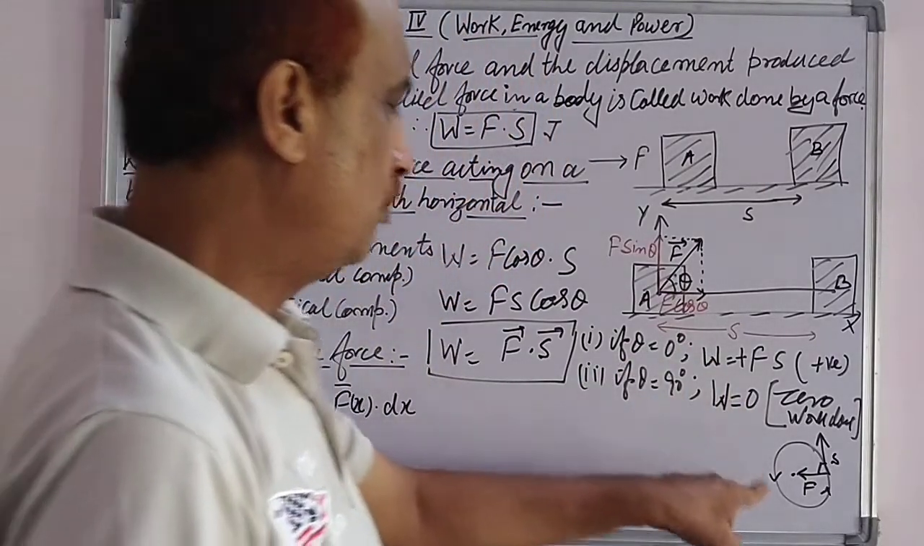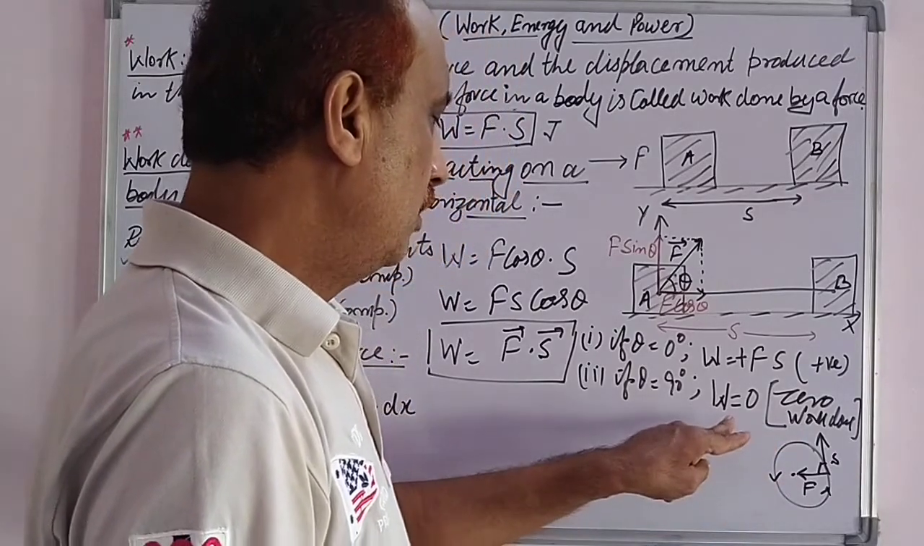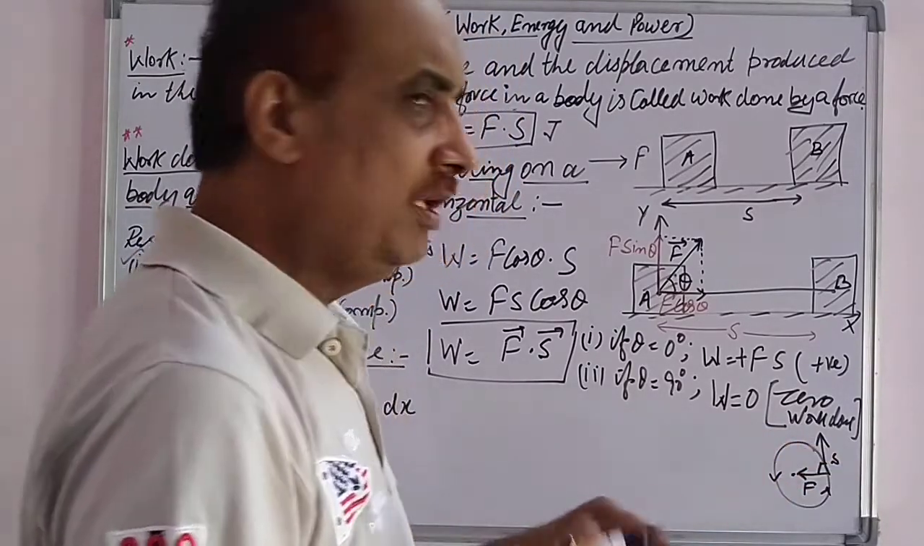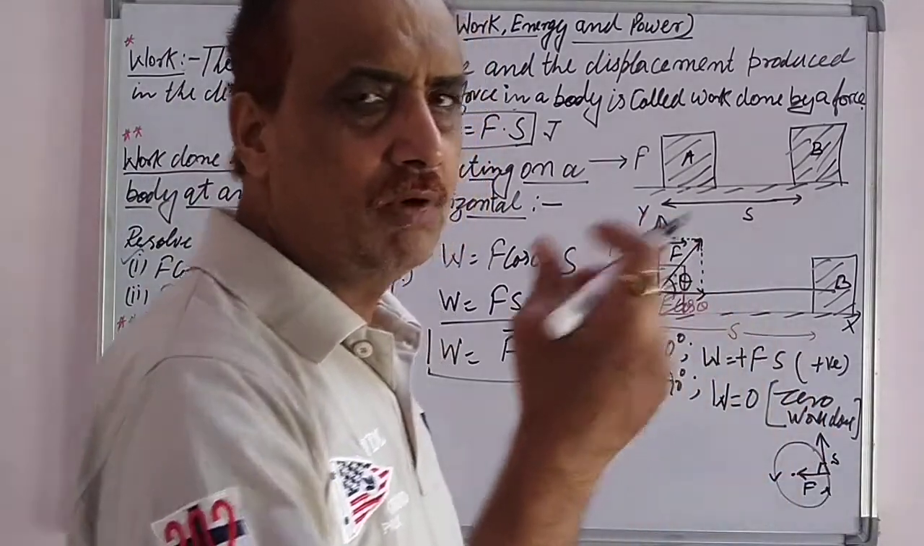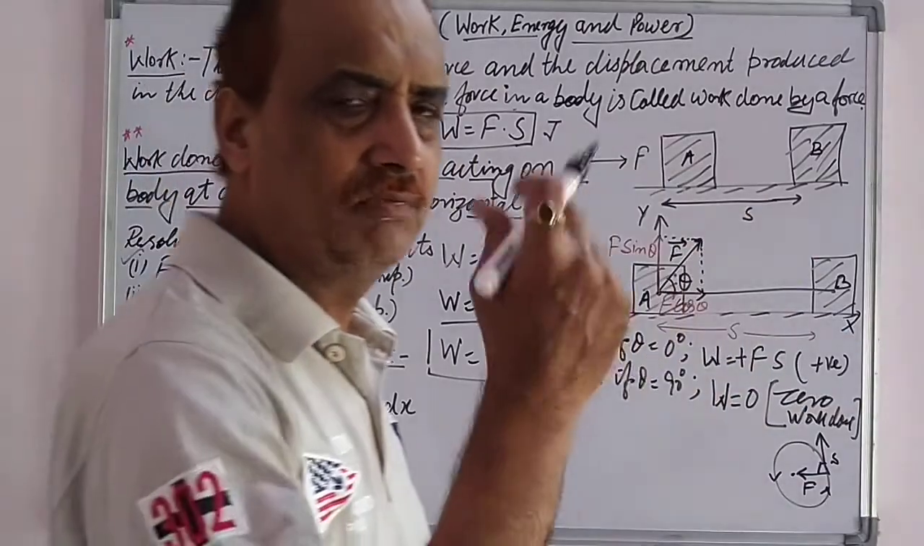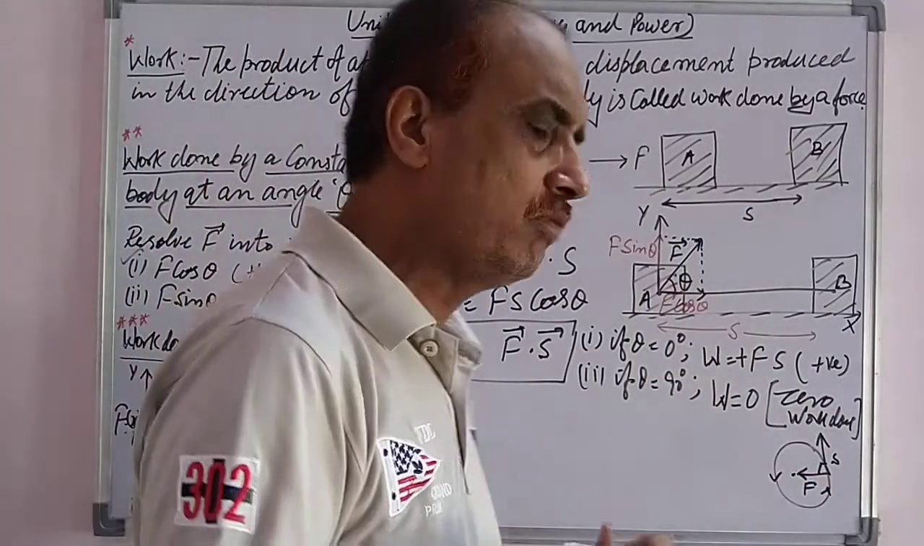So when a body is moving along a circular path, the work done by the force on the body will always be equal to 0. Suppose a moon is revolving around the earth, or any planet revolving around the sun, in that situation the work done is always equal to 0.